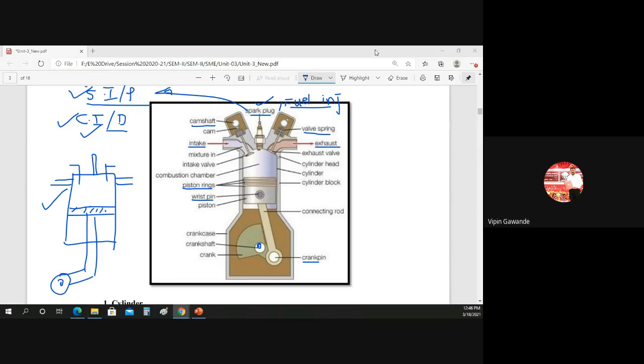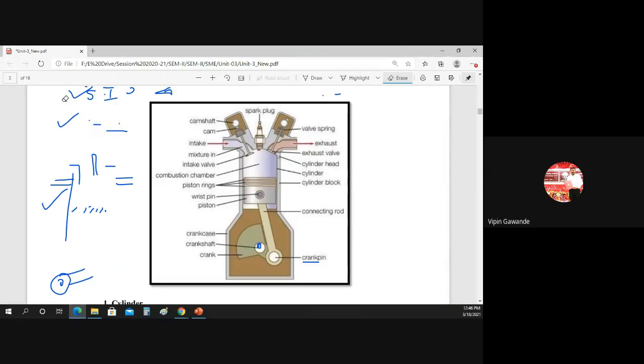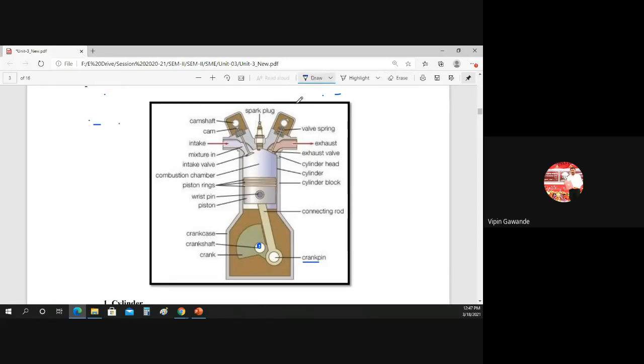Now what you have to remember here: this diagram is very important. You have to remember all the names of the parts of this internal combustion engine, because maximum questions will be asked on the diagrams only. They will show you this diagram and ask what this part is. Options are given, such as connecting rod, crank pin, crank. You have to identify this is a connecting rod. This is your inlet valve.